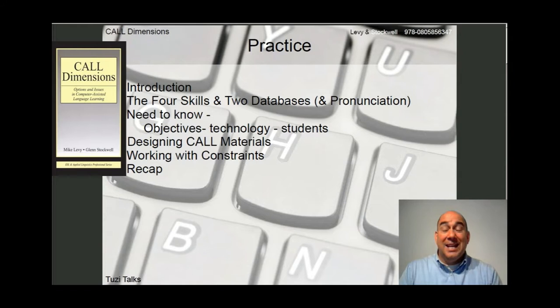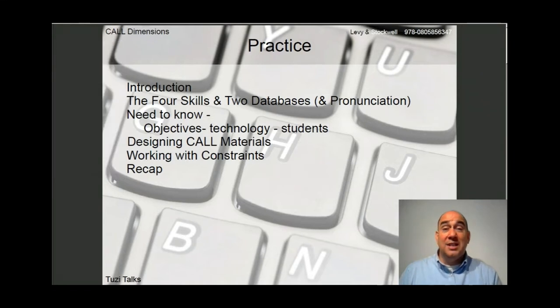Today we're going to be continuing our discussion in the Levy and Stockwell text Call Dimensions. We're going to be focusing today on practice, using CALL to practice with the 4 skills or the 2 databases. We're also going to look at some objectives and things that you ought to know before you actually start using these tools or materials. We'll look a little bit about designing CALL-related materials and what you need to be on the lookout for when you do that, and some constraints, some limitations of using CALL-related materials.